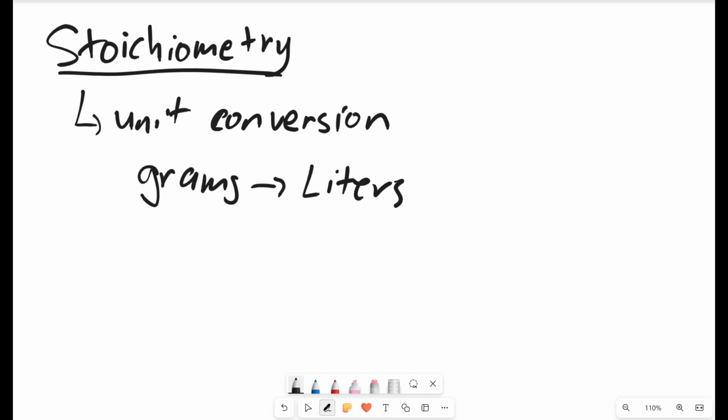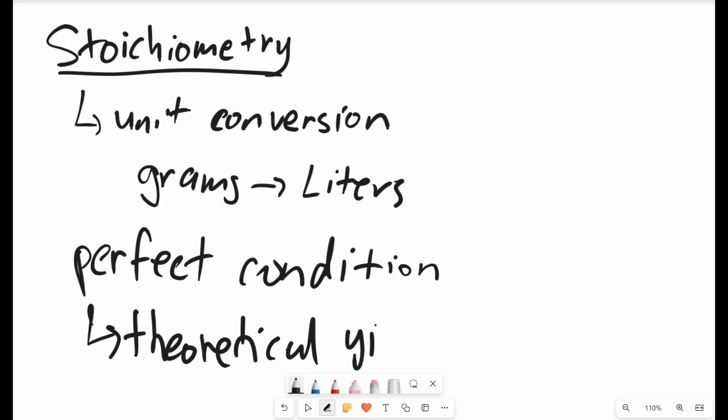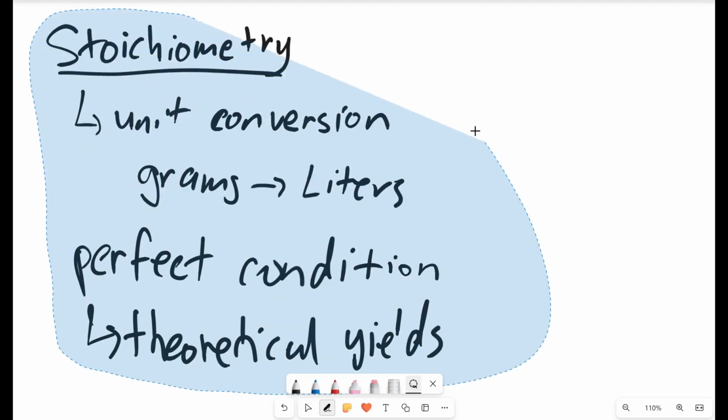However, I do have to note that stoichiometry only works in perfect and ideal conditions. We're assuming that we are in perfect conditions. We know that life is very imperfect, like my spelling, so stoichiometry is not always going to work, but it's really helpful for knowing how much we should be getting, for things like theoretical yields. So stoichiometry is pretty important to know.